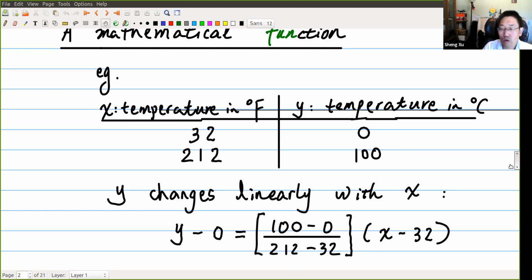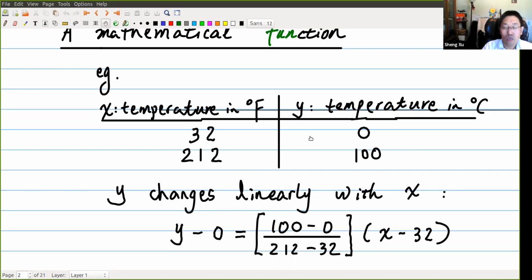We know that 32 Fahrenheit corresponds to 0 Celsius, and 212 Fahrenheit corresponds to 100 Celsius. We also know that temperature in Celsius changes linearly with the same temperature in Fahrenheit. In other words, Y changes linearly with X. Then I think you can immediately establish the relation between X and Y.